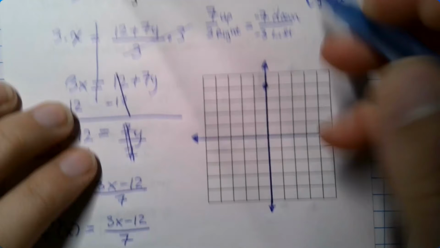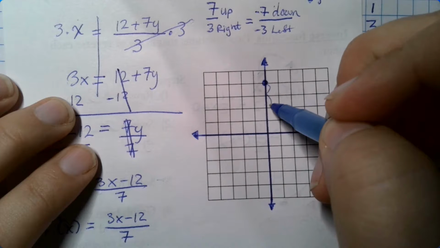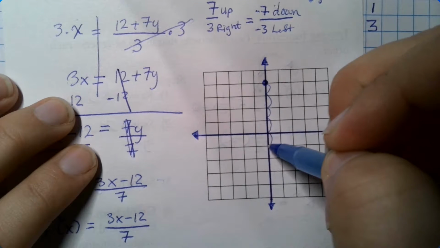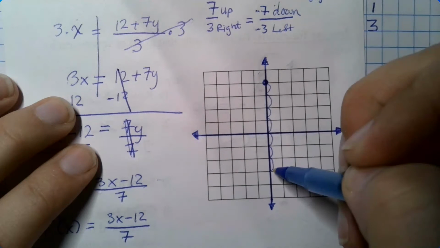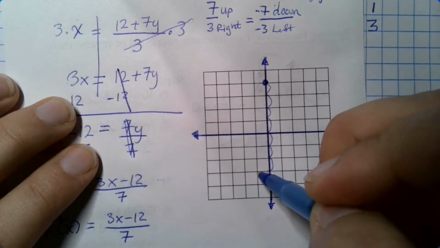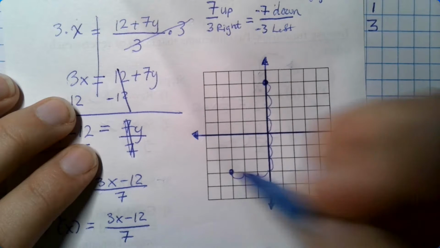From here, we're going to go down 7. You do not have to draw these little swoops, but I find that it helps kids see what I'm doing. So I went down 7 blocks, and I'm going to go left 3. Put a dot there.